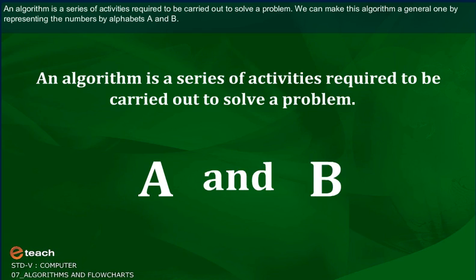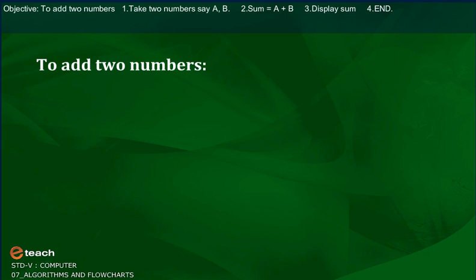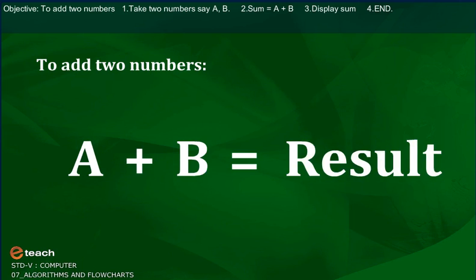We can make this algorithm a general one by representing the numbers by alphabets A and B. Objective: to add 2 numbers. 1. Take 2 numbers, say A and B. 2. Sum is equal to A plus B. 3. Display sum. 4. End.